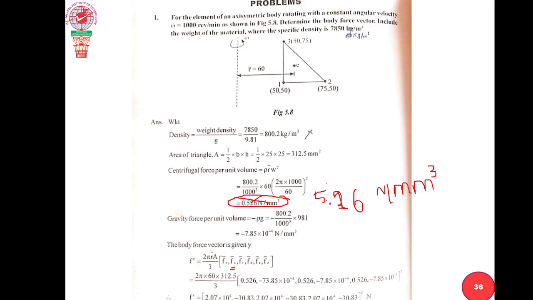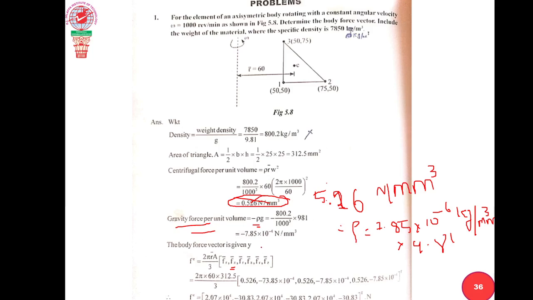The gravitation force, Fz. How do we find the gravitation force? It is minus rho into g. You know rho already. What is the value of rho in terms of kg per mm cube? 7.85 into 10 power minus 6 kg per mm cube, into the gravitational acceleration 9.81.